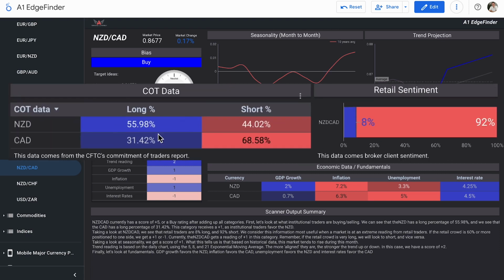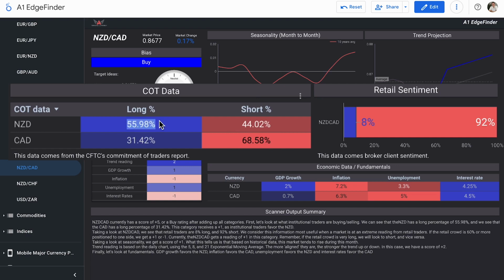Institutional traders, slight favoritism on the long side when it comes to the New Zealand dollar, 55.98% long, 44.02% short. Definitely favored short on the Canadian dollar, however, 68.58% short and 31.42% long. So we don't technically consider this to be a favored long New Zealand dollar because it's still kind of hovering around that 50-50 range. We don't consider something to be long or short bias until it crosses over a 60% threshold.